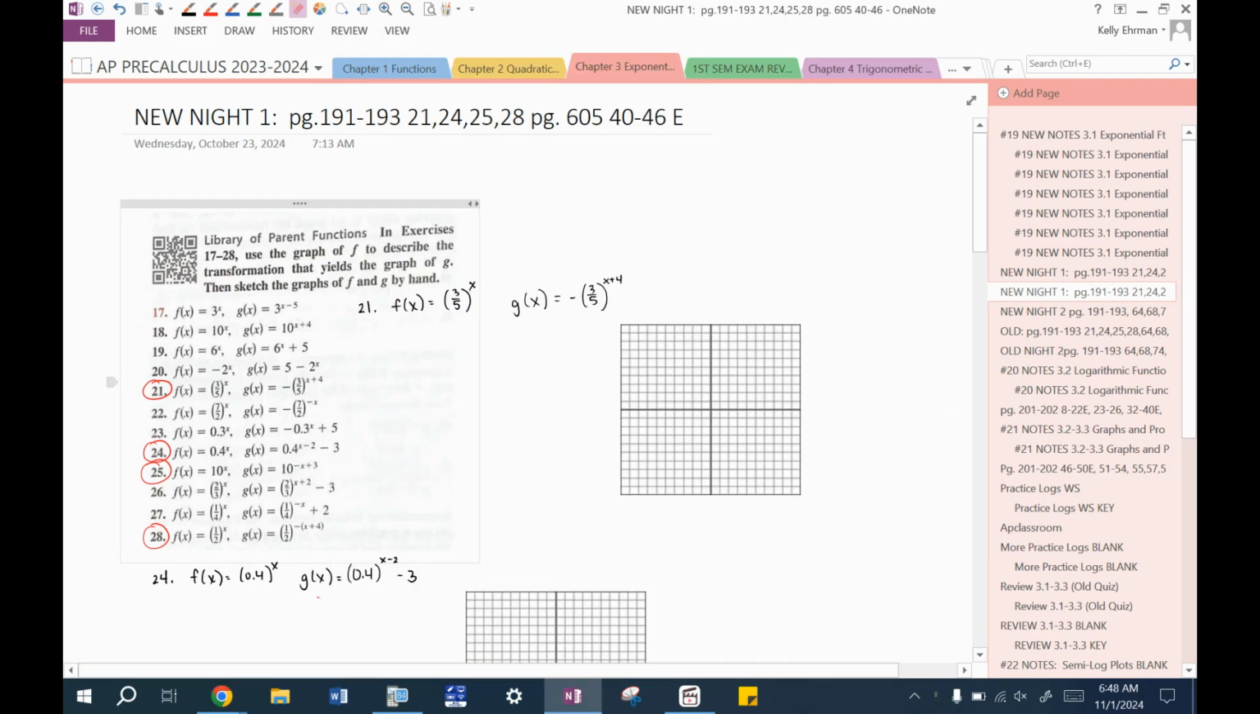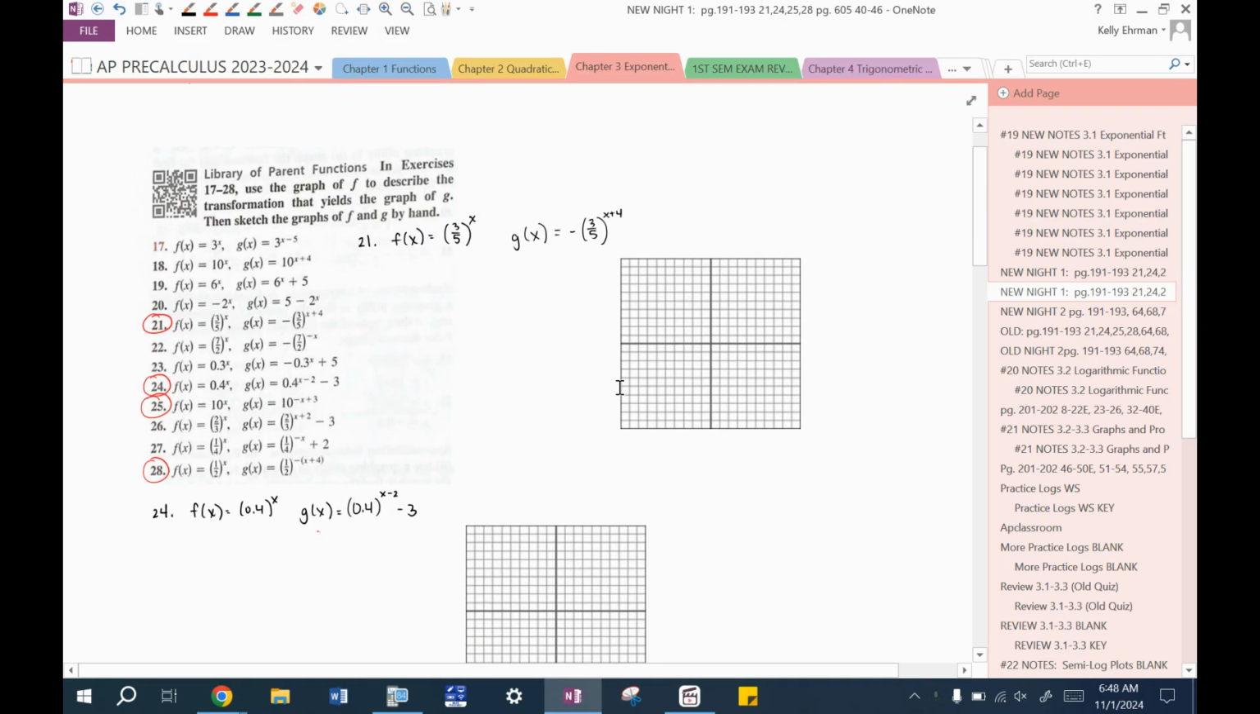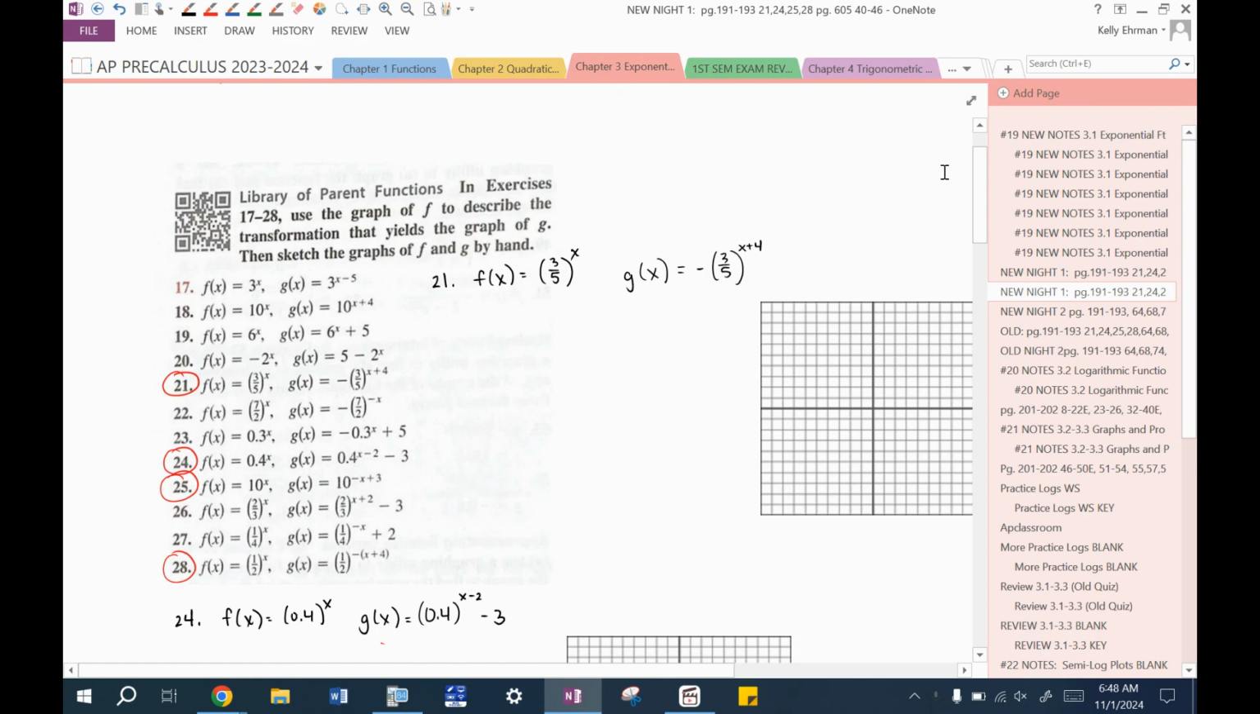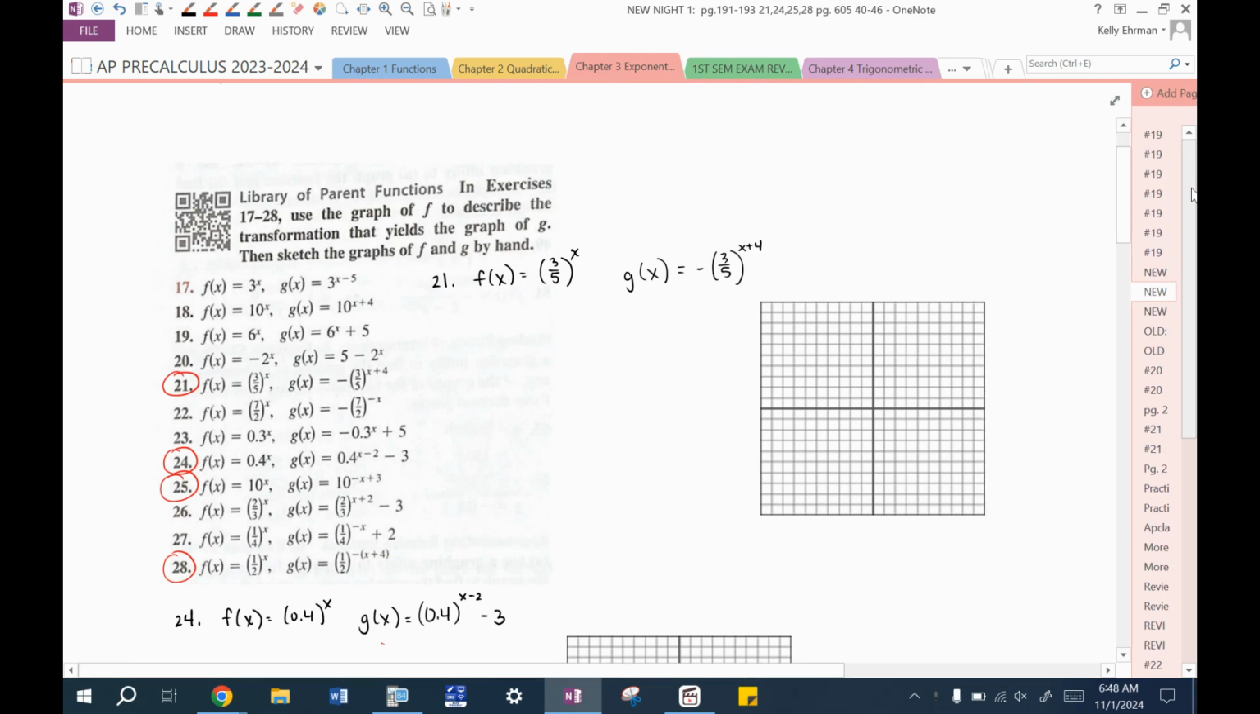All right. For the homework tonight, we're starting off with some graphs. So the first one we're doing is number 21. The original f of x is (3/5)^x. And we have to describe the transformations and then sketch the graphs for g of x. I didn't sketch the original f of x graph just because that gets too cluttered.